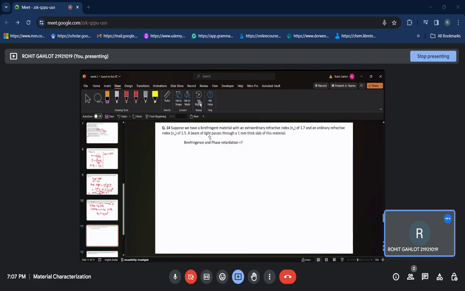So suppose we have a birefringent material with an extraordinary refractive index of 1.7 and an ordinary refractive index of 1.5. A beam of light passes through a 1 mm thick slab of this material, and we need to find the birefringence and the phase retardation. So this is directly, we know, the difference between these two refractive indices. So this can be written as Ne minus No, which can be equated as 1.7 minus 1.5. So this will be coming as 0.2, and as a beam of light passes through a 1 mm thick slab, we also need to find the phase retardation. So this is similar to what we have been doing in the last two problems.